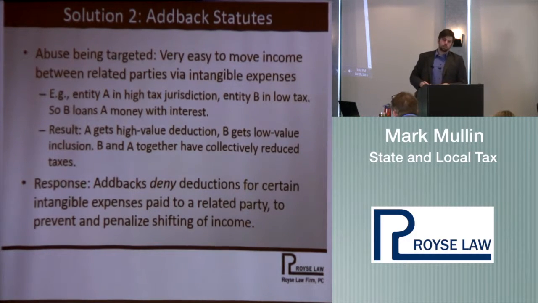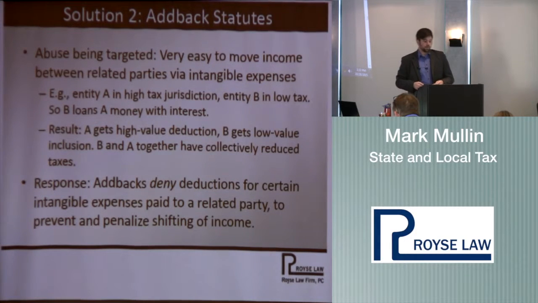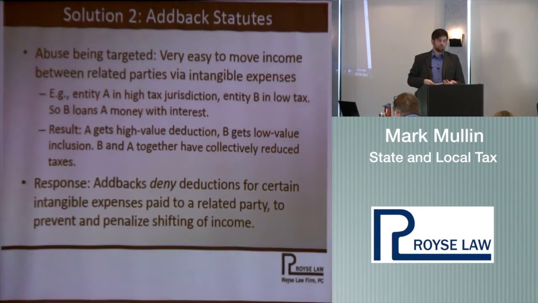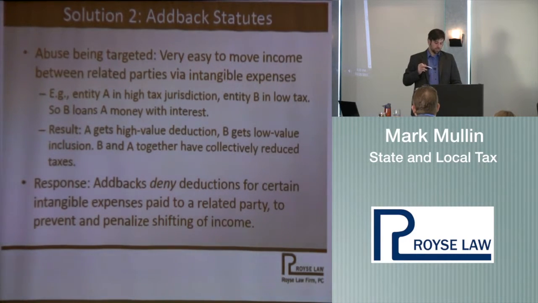The second solution, and this one is very particular to states and not common in international law, are the Addback statutes. I gave you that example before of entity A in a high tax jurisdiction licensing from B, which is in a low tax jurisdiction, and thereby we are shifting income to entity B in that low tax jurisdiction. The result is that A is going to get a high value deduction, B is going to get a low value inclusion. Together, collectively, they have reduced their taxes. This is common, and you can do this with all sorts of intangible expenses like interest, different sort of intellectual property type deals. So what an Addback statute does is that it denies the deduction for certain intangible expenses paid to a related party, just immediately denies it.